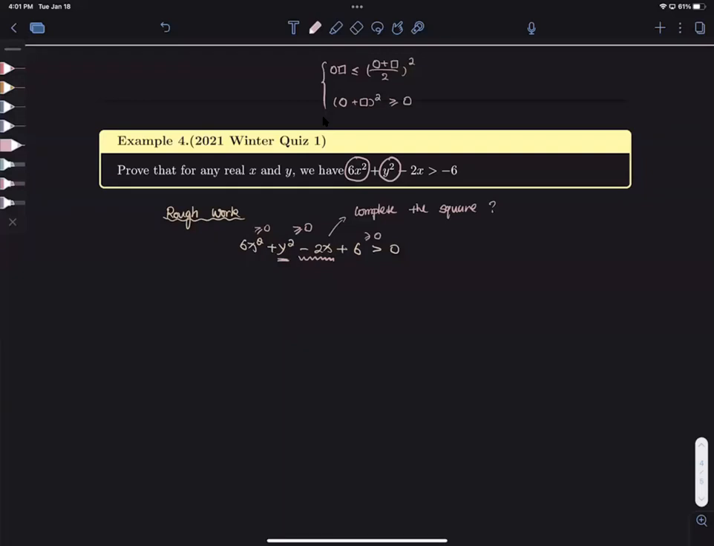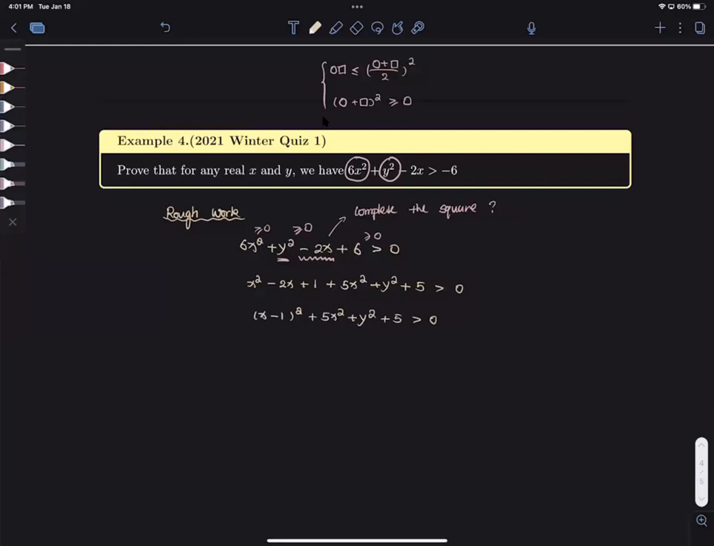What does this need? This needs x squared and 1. Do we have those? We do. You borrow 1 x squared from here. So you would have 5x squared left plus y squared plus 5 is greater than 0. And now this becomes x minus 1 squared plus 5x squared plus y squared plus 5 is greater than 0.